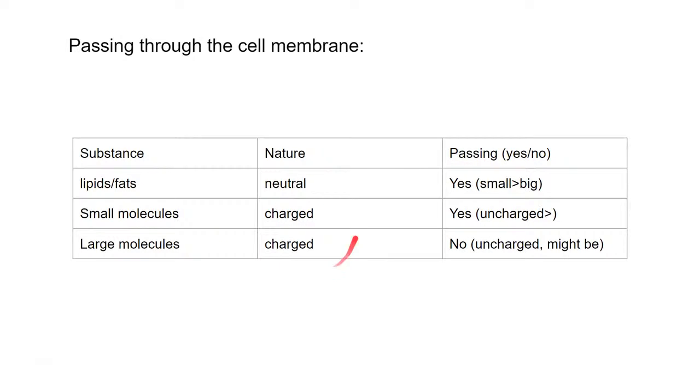But what if we have charged molecules? If we have charged molecules, smaller molecules might be able to pass, but larger molecules will never pass. Large ions, for example. Hydrogen ion, H positive, only has a nucleon and no electrons, so it can pass, right? Even if it's charged, it's so small. But if there's a large ion like magnesium, potassium, or chloride, they can't pass. They're larger and they're also charged on top of that.